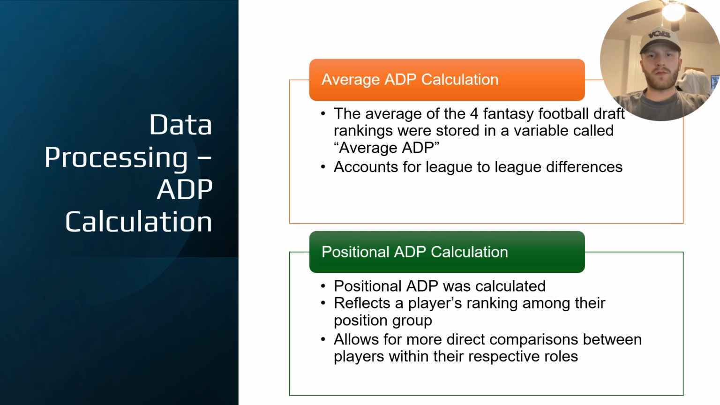Here we review some minor feature engineering. We created a variable called average ADP, and this variable is the average of the 4 fantasy football platform rankings of players. This allows us to account for league-to-league variations. We also created a positional average draft position variable. This variable allows you to see a player's ranking among their position group and gives a more direct comparison between players in their respective roles.